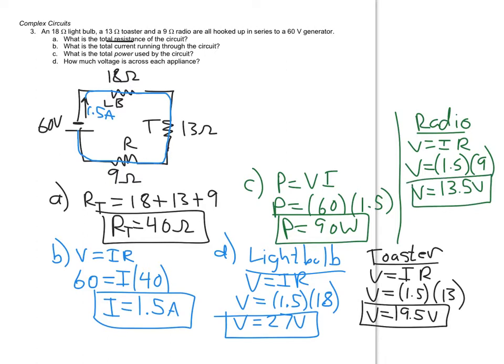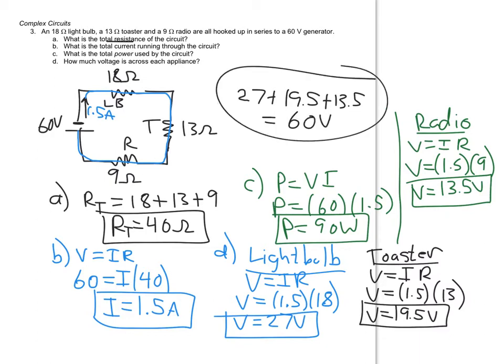And if we wanted to real quick double check, we would see that if we add up those voltages, 27 plus 19.5 plus 13.5, we end up getting an overall voltage of 60 volts, which makes sense because every loop must add up to the voltage of the battery or the power source in this case.